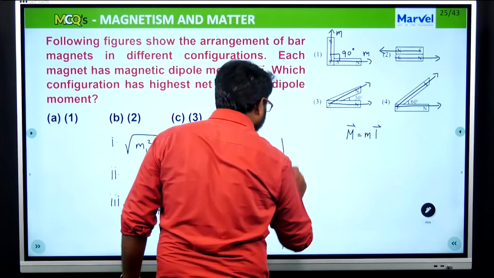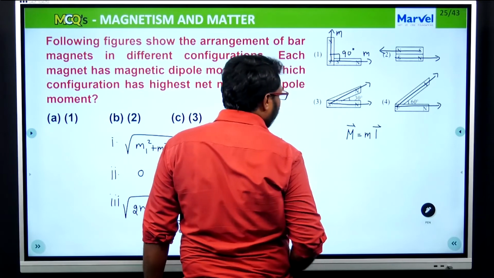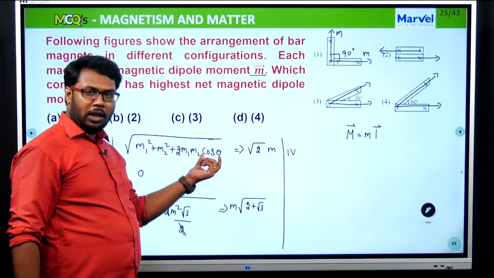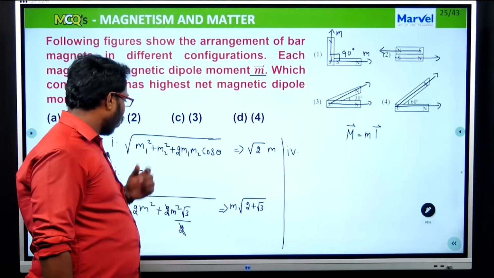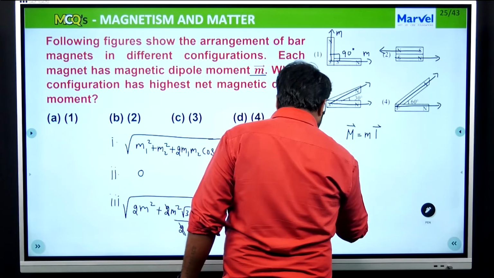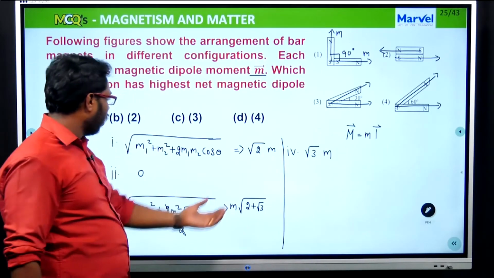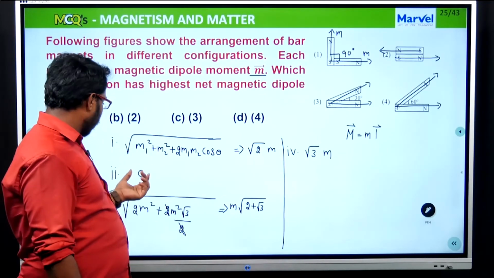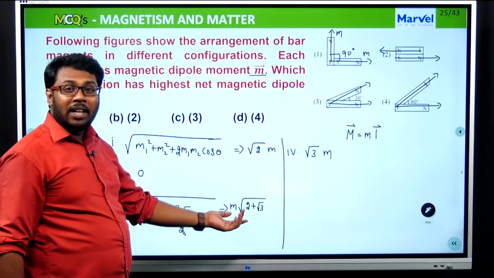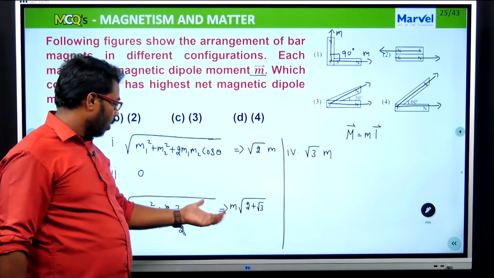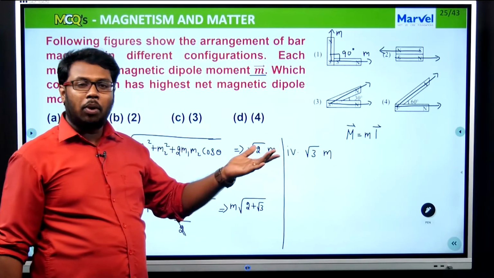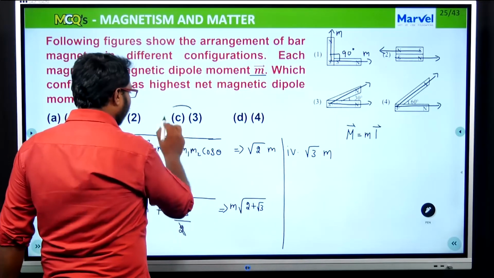Now let me test the fourth configuration, where we have 60 degrees in here. If you put 60 in here, cos 60 is 1 by 2. 1 by 2 and 1 by 2 go off. It becomes root 3 times m. See, the first one is root 2m, the second one is 0, the third one is root 3.7 times m. Here it is root 3m. So which one is the greater one? Option 3 is your correct answer.